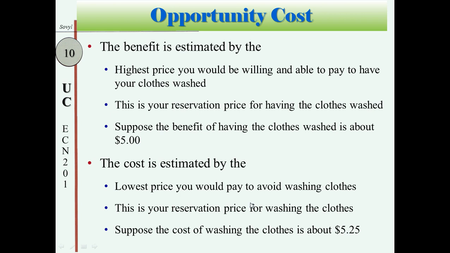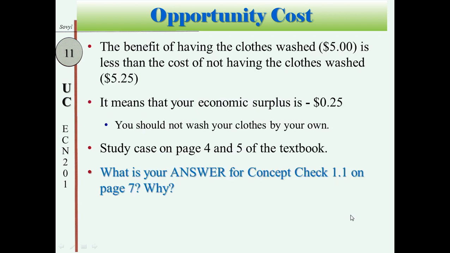Okay, sorry. If you wash your clothes on your own, you pay $5. You don't need to go to the laundry. However, washing clothes on your own has costs, for example water, detergents, maybe electricity, or maybe time cost. Together it is $5.25. That's why in this case, if you wash your clothes on your own, you can save $5.